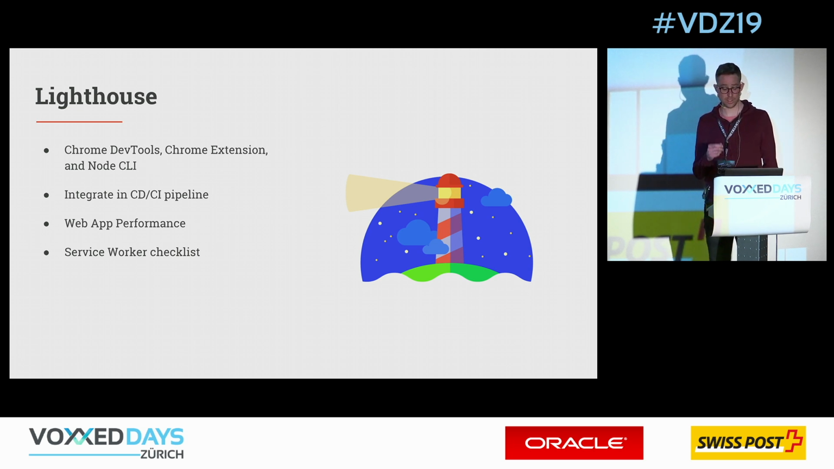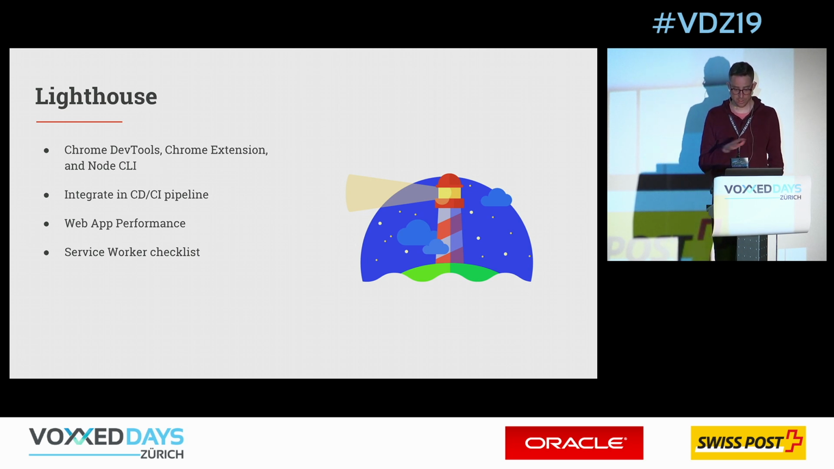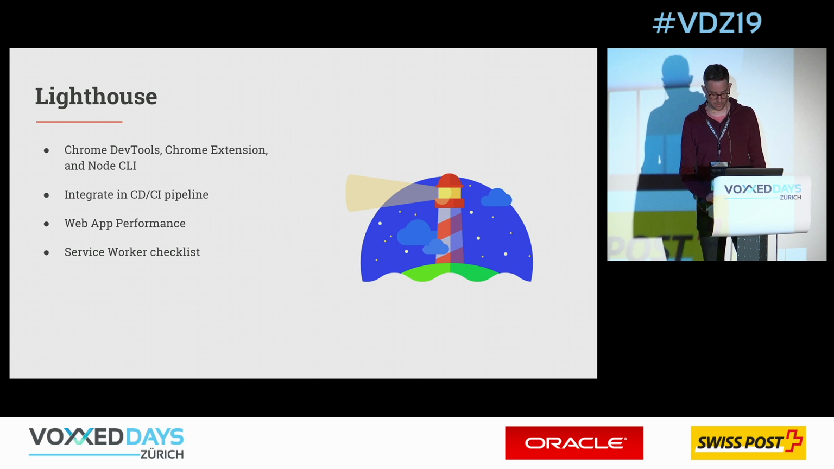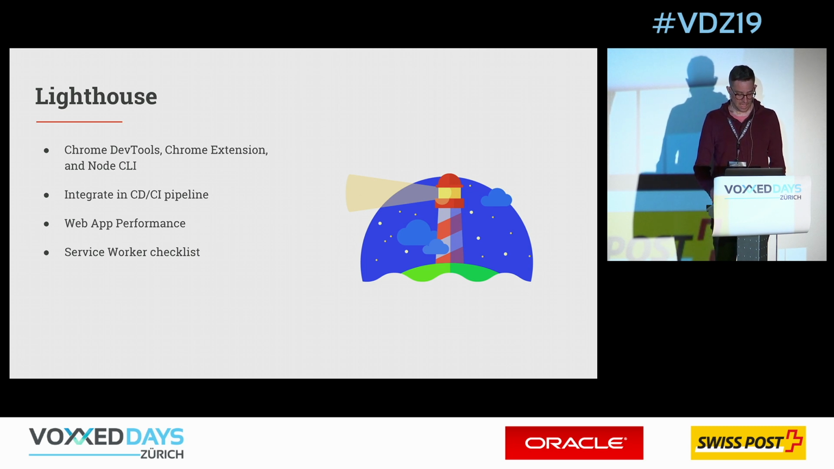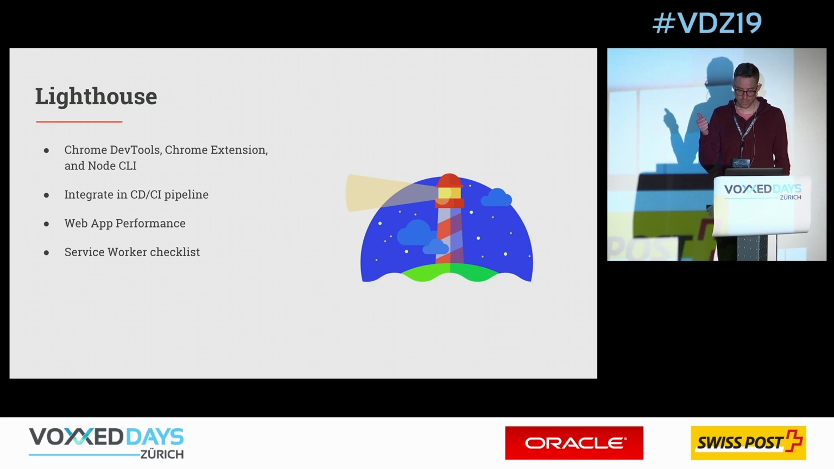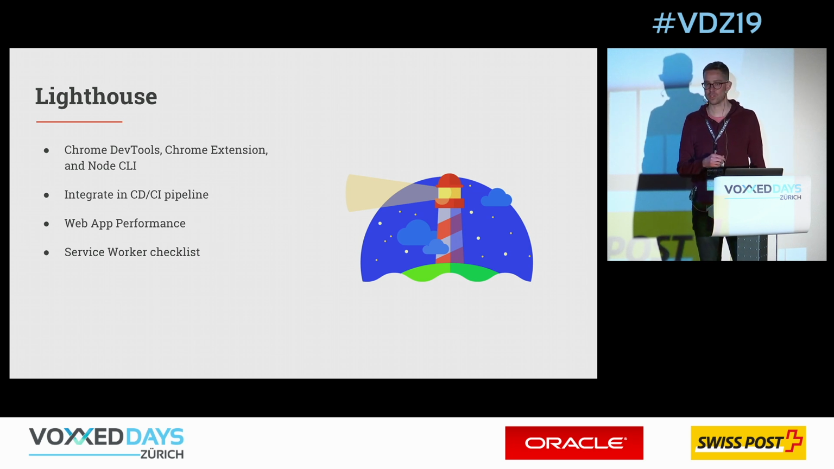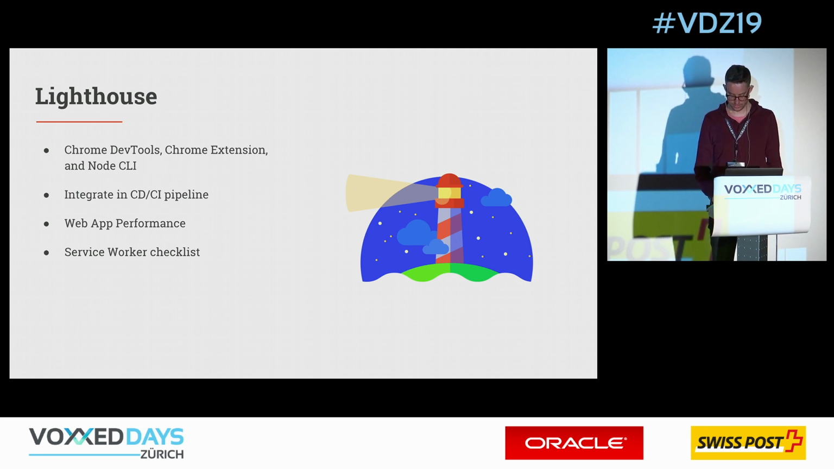So definitely use that as a tool to make sure that you're lining up with the spec and that you are doing your best to build a progressive web app that's supported by Chrome as well as a broad set of browsers. That also comes, as I mentioned, with the CI/CD pipeline integration, so you can have that as part of your development process. And there's also a web app performance and service worker checklist, so it's a great tool to use.